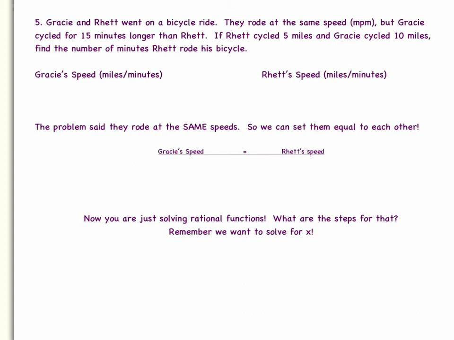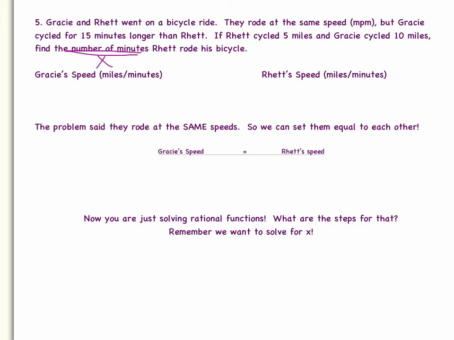So, can you picture it? Rhett and Gracie start out together riding side by side. They're going at the same speed, but at 5 miles, Rhett stops riding his bicycle, and Gracie keeps going for another 5 miles because she went 10 miles. We have to find the number of minutes that Rhett rode his bicycle. So that's going to be our x, okay? That's our variable, the number of minutes that Rhett rode his bicycle.